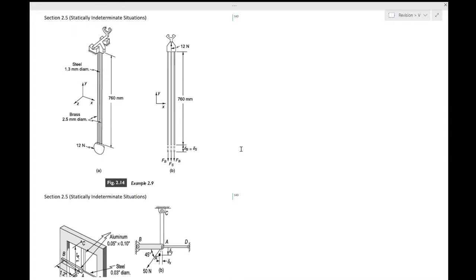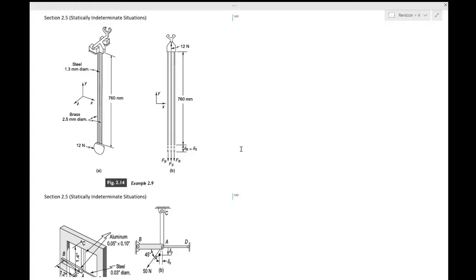Okay, hello everyone. So we will continue the discussions from where we had left in the last class. Today we'll be discussing the statically indeterminate situations, and you are already aware what a statically indeterminate situation is. Okay, so let's see example 2.9.